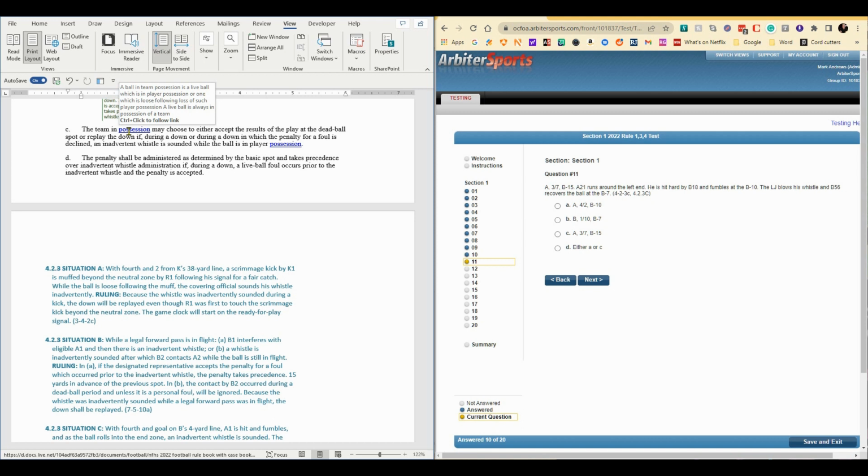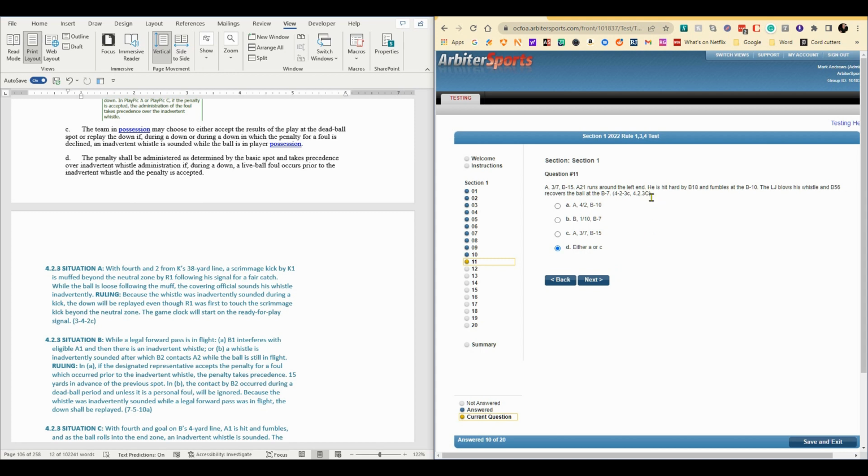Now, that means even though the ball is loose, and we have to assume that the line judge blew the whistle before B56 recovered it, if A decides to take the result of the play, the ball will be placed at the 10 because that's where the player lost possession, and it would be 4th and 2 at the B10. If they want to replay the down, we'll just go back to the B15, and it'll be A 3rd and 7. So the answer is D, either A or C.